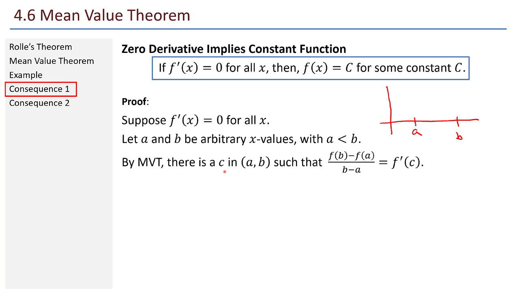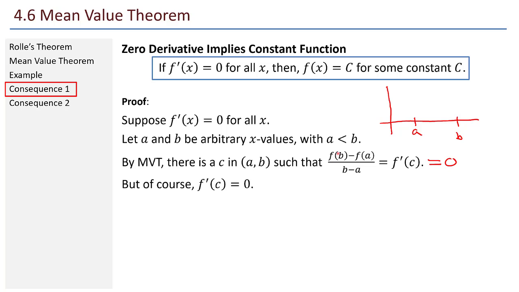By the mean value theorem, there is some value c strictly in between a and b, so that f of b minus f of a divided by b minus a equals f prime of c. Anyway, that is the mean value theorem. Well, what's f prime of c? Of course, f prime of c is 0 because f prime of x equals 0 for all x. So this guy on the right, that actually equals 0.